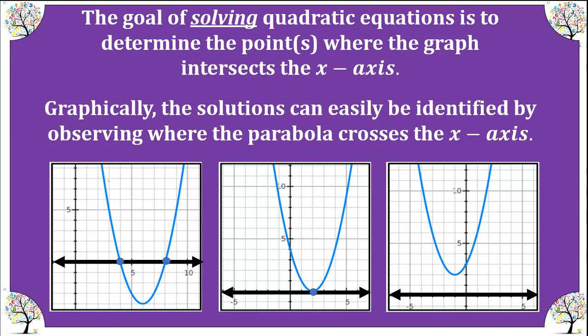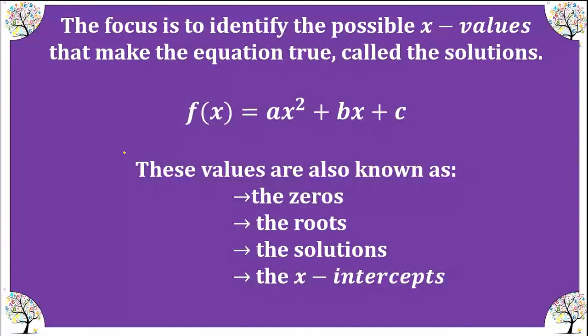The goal of solving quadratic equations is to determine where the graph crosses the x-axis. And graphically, it's easy to identify. But we're going to learn how to identify it algebraically as well. So there are many terms used for the x-intercepts. Sometimes it's called the zeros, the roots, the solutions, or the x-intercepts. So all of these words are interchangeable. They all mean where the parabola crosses the x-axis.